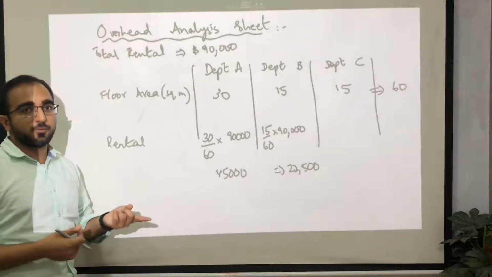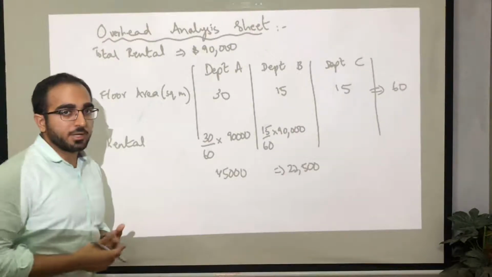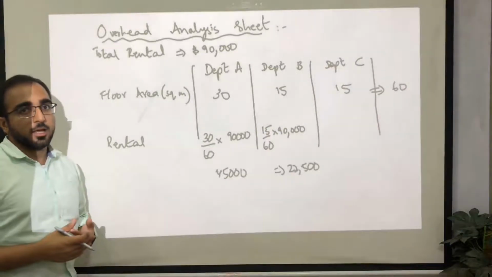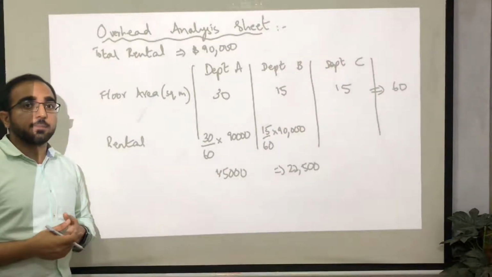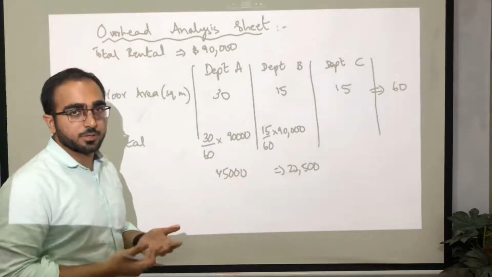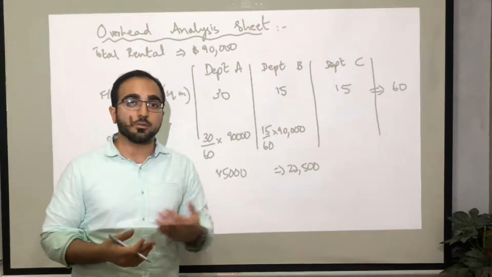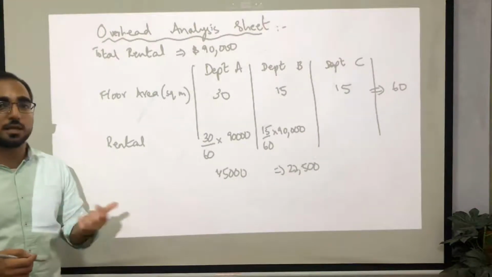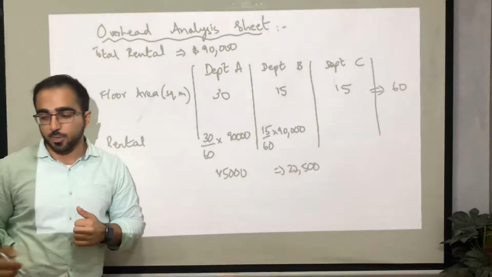Rent, it'll be floor area. For power, it'll be kilowatt hours that will be given, and you will be basing it on that. If you talk about the depreciation for the equipment, that will be done on the value of the equipment and so on. So let's look at a question from a past paper and then see how we deal with these kind of questions.